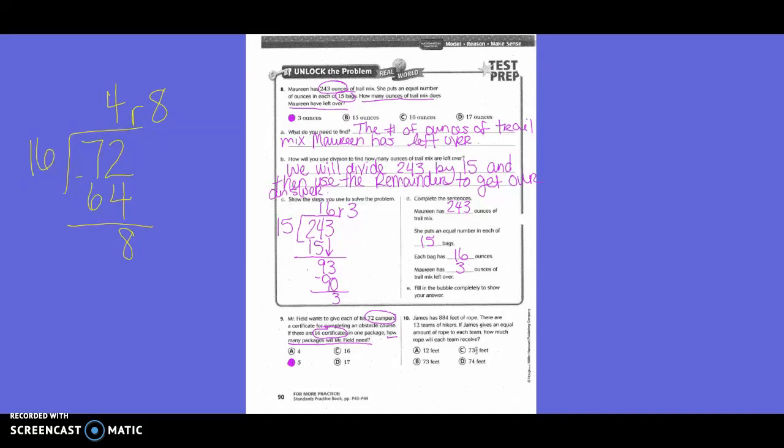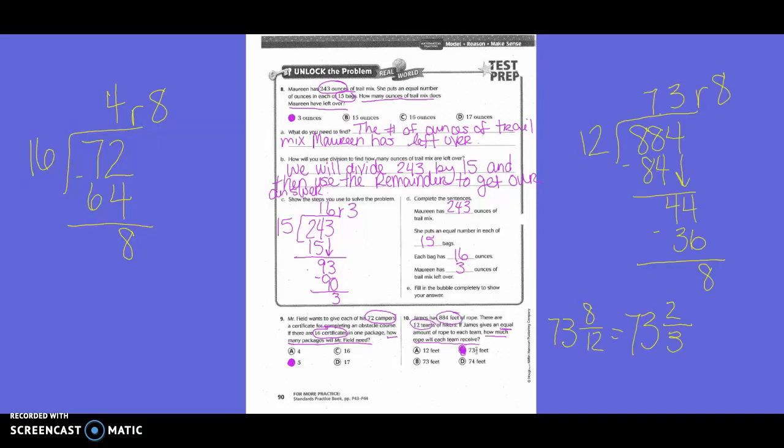Number 10, James has 884 feet of rope. There are 12 teams of hikers. If James gives an equal amount of rope to each team, how much rope will each team receive? So we circled the information we needed, underlined what we were looking for, and then we took 884 divided by 12, got 73 remainder 8, and then we knew we were talking about distance or length. So we went ahead and made it in fraction form, got 73 and 8/12, but reduced it to 73 and 2/3.